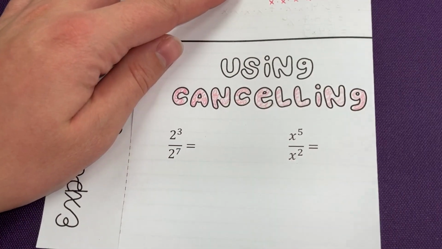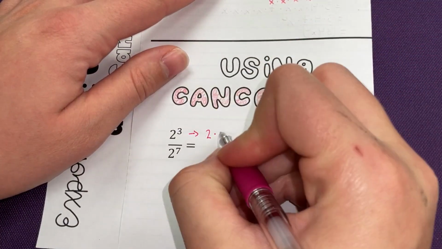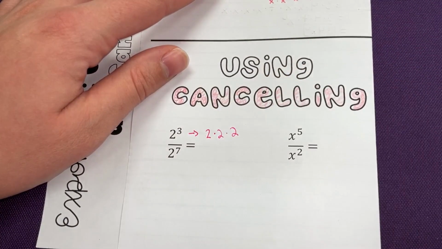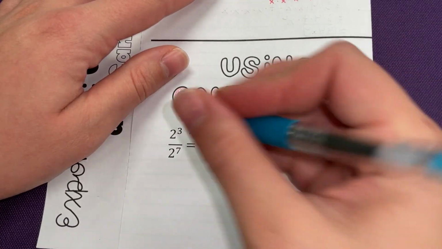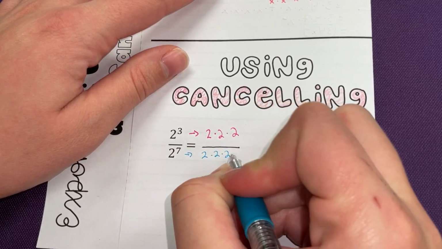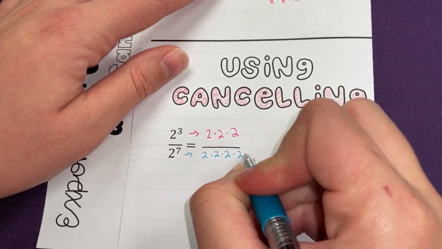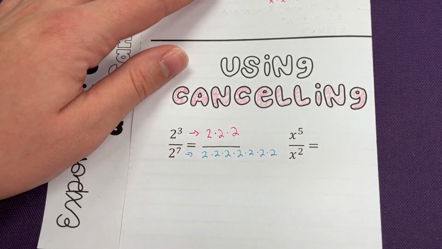Using canceling. Okay, so 2 to the 3rd is like 2 times 2 times 2 over 2 to the 7th, which is like 7 2's. 1, 2, 3, 4, 5, 6, 7.